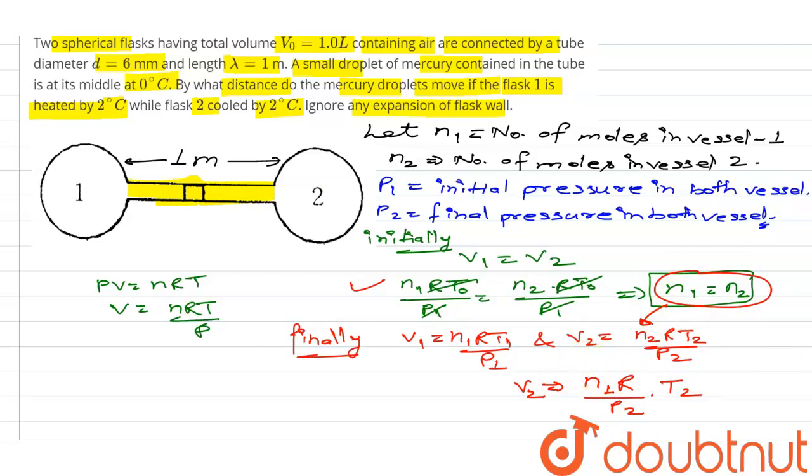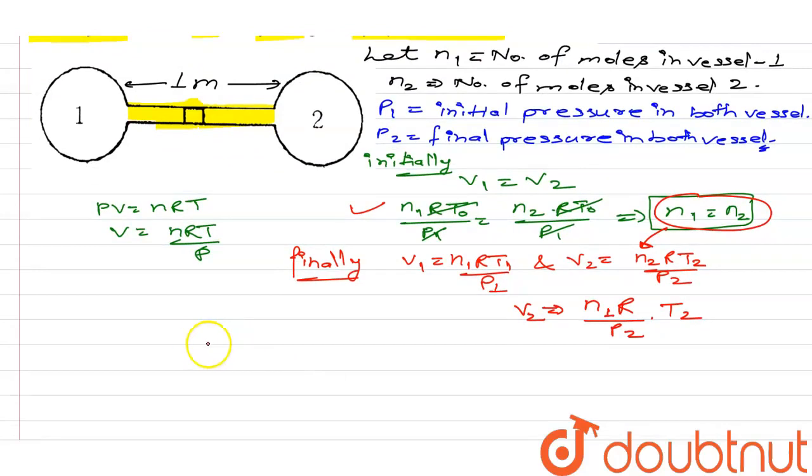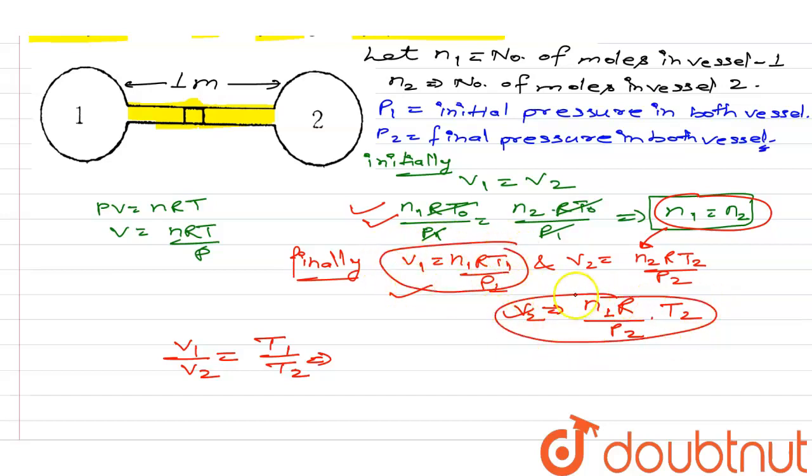Now if we solve this, V1 upon V2 is equal to T1 upon T2. We are talking about this equation and this equation, V1 and V2. So divide this V1 by this V2, and we get T1 upon T2, because N1 R and P cancel out. So V1 upon V2 is equal to T1 upon T2, that is 275 divided by 271.